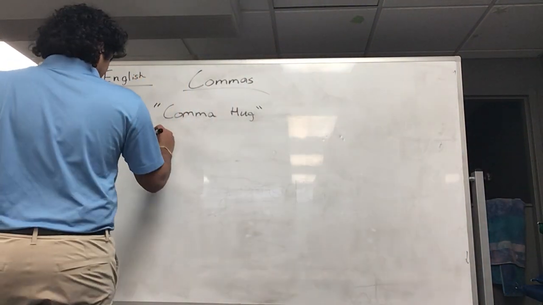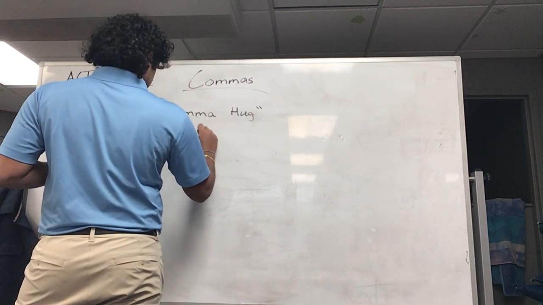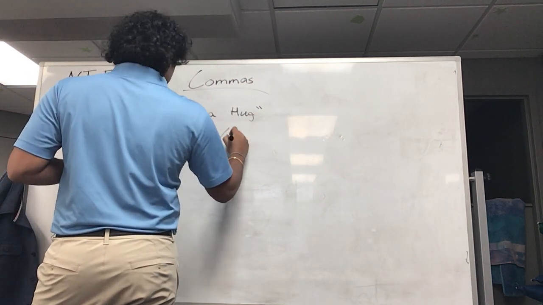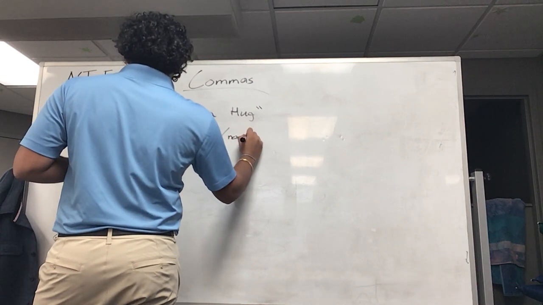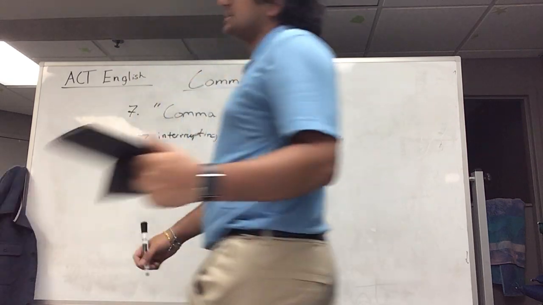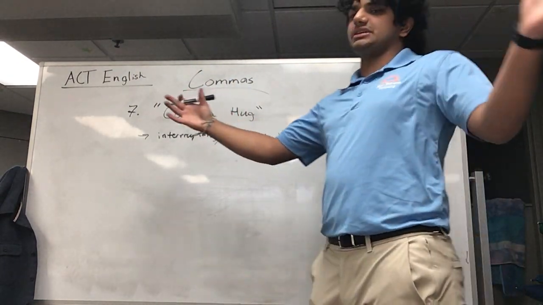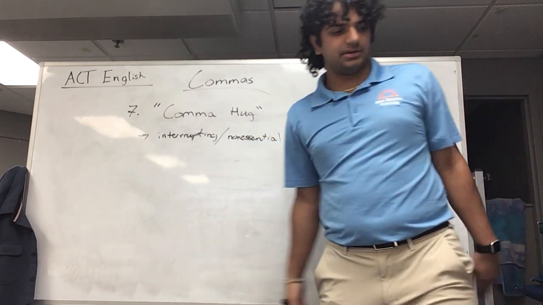And it's going to hug information that is, I don't know how to spell this word, sorry. It's going to hug information that is interrupting or non-essential. So if something is non-essential or it's interrupting, I like to say you should give it a hug. So you're just going to put 2 commas on either side of what you're doing there.